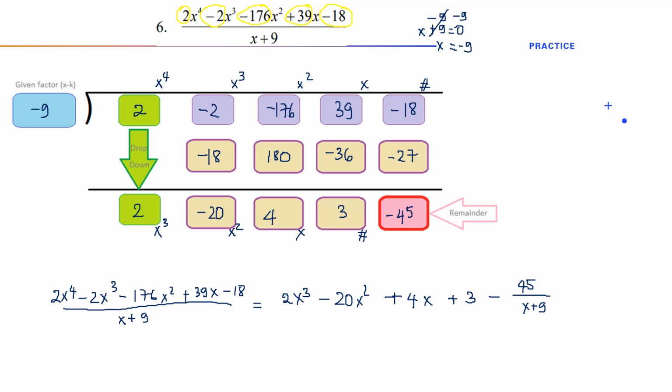Remember, right here you can write plus negative 45 over x plus 9, but usually they don't leave the negative on the top, so they just distribute it to the whole fraction, so it will become negative.